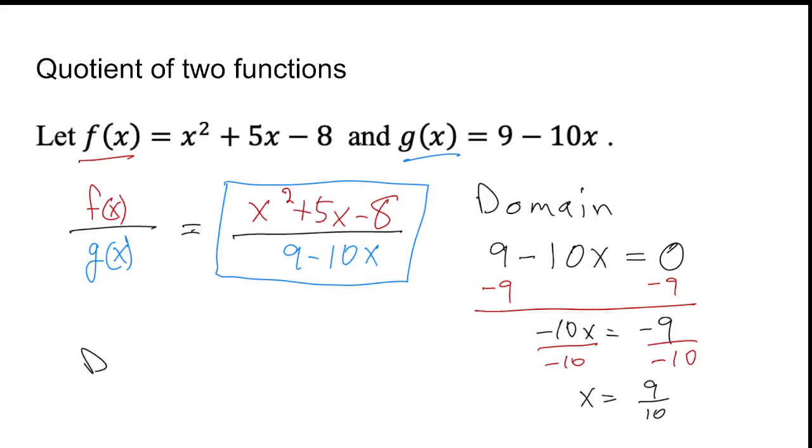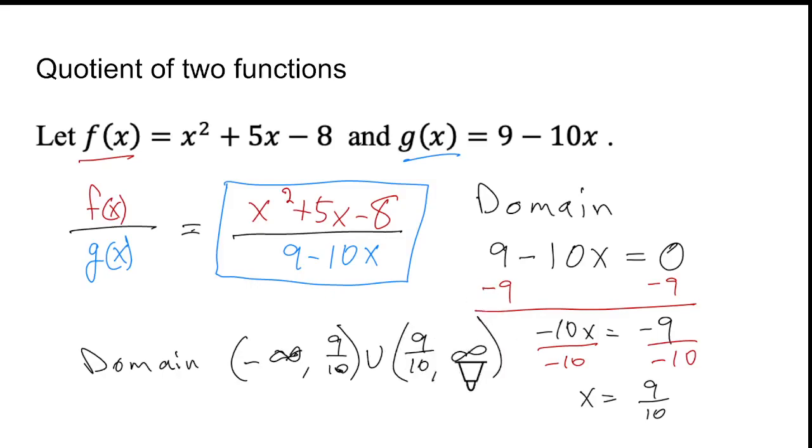So then we could list the domain as everything else. Again, from negative infinity until we get to positive 9/10. I'm going to exclude that. Go to union to the other side of 9/10, and then we're going to shoot all the way to positive infinity. So that'll be our domain. Okay, that's really combinations of functions: addition, subtraction, multiplication, division.